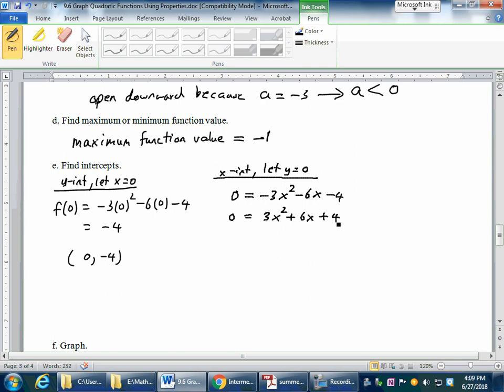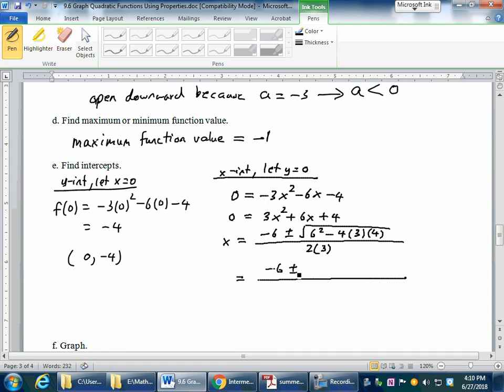So not factorable, so what we do is we use the quadratic formula to find out where my x is going to be. Minus b plus or minus square root of b squared minus 4 times a times c, all over 2a. This tells me negative 6 plus or minus square root of 36 minus 16 times 3, which is 48. So which is giving me negative 6 plus or minus square root of negative 12 over 6.